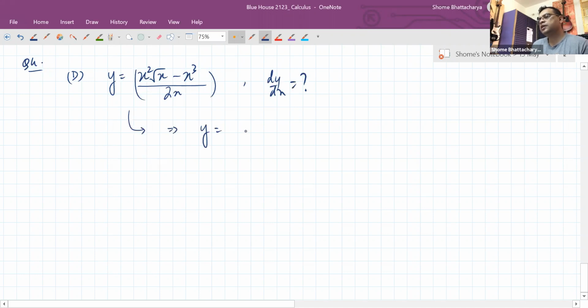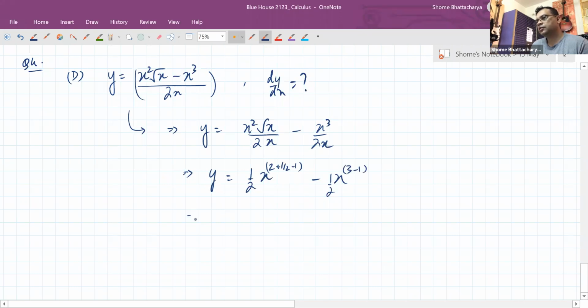This implies that y can be simplified as, first step we can use this operation, okay, and then next we can express it as, okay. So this will become power 3/2, and this will be, okay like this. So once you've expressed y like this, it's much easier to differentiate this.